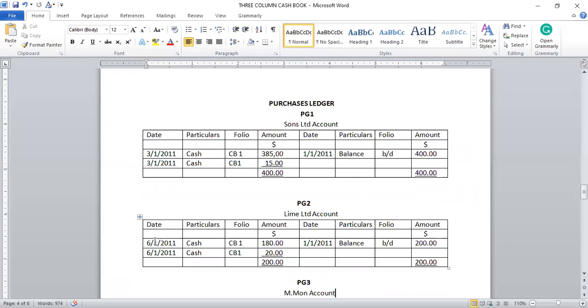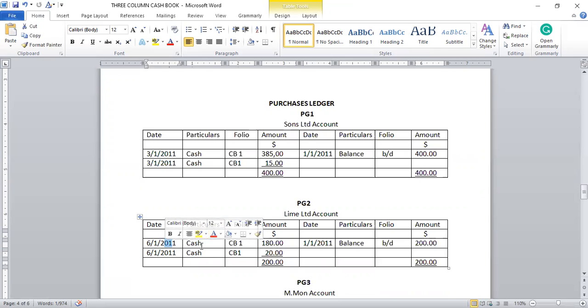Crown paid Limited account. So definitely Limited account will be debited because the cash book has been credited. So the Limited account will also be debited with that amount, to copy the double entry. Date: 6/1/2011, particulars: cash. The folio, assume cash book page 1, is where the corresponding entry can be found. The amount that was paid is $180 and the discount $20.